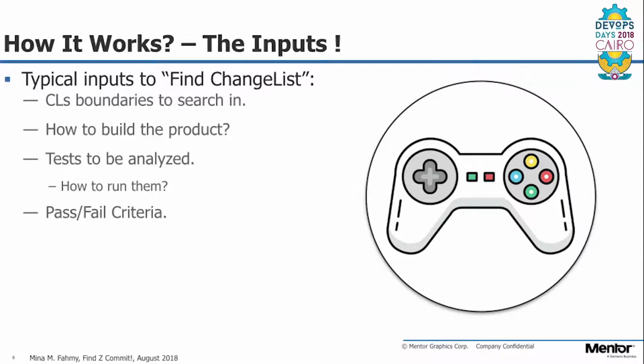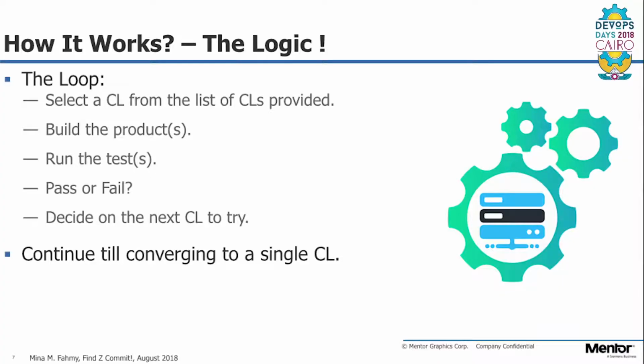A typical set of inputs to a find change list process is the CL's boundaries you want to search in, and how to build your product, what tests do you need to run or analyze, and how to run them. What's the pass-fail criteria that you're going to apply to your tests in each iteration.